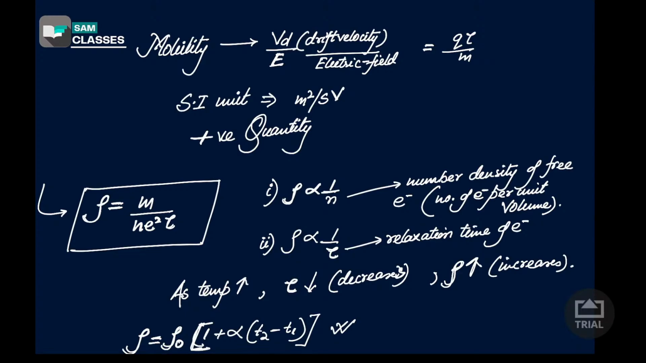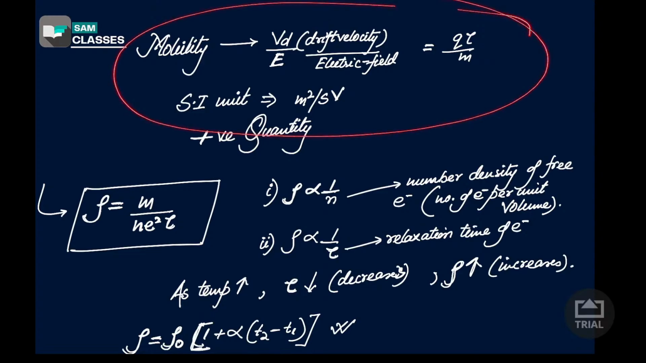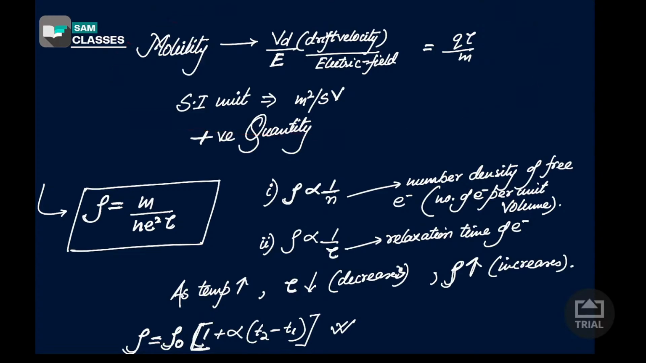Next, everybody written till here? Now, resistivity in terms of tau, m, n, and e square, very important. A lot of times they'll ask you how this resistivity depends on the number density of free electrons: inversely proportional. You increase this, this decreases. On relaxation time, you increase, this decreases. Clear, everyone?